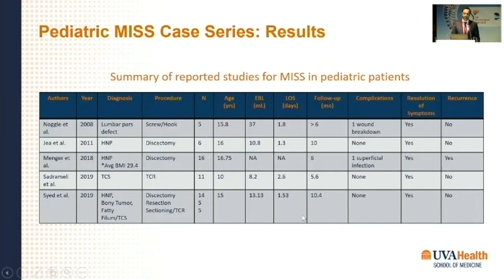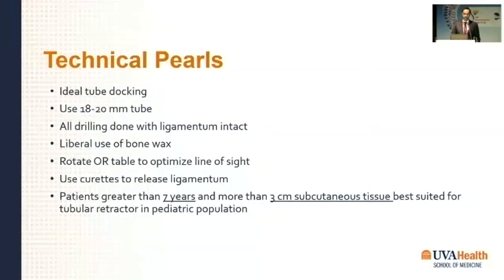This is a summary of all the reported MIS techniques in pediatric patients. The one of note is Menger and colleagues in 2018. They did discectomies on 16 people with an average BMI of 29.4. Certainly, as we know, in adult populations and obese populations, it is very beneficial to use tubular retractors in those cases. So just some technical pearls.